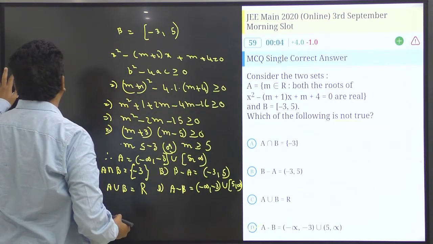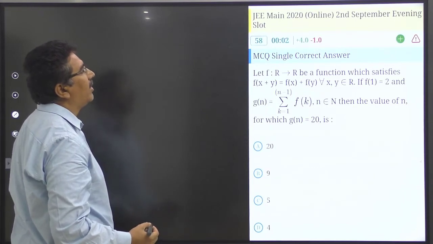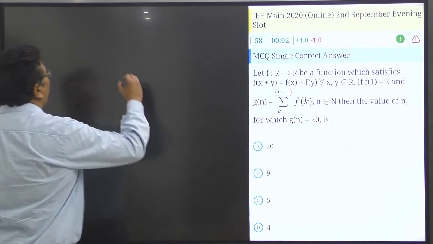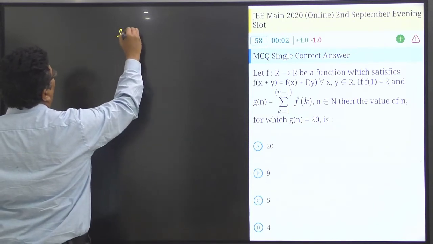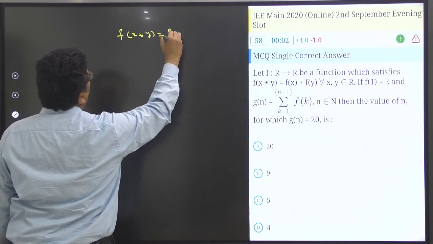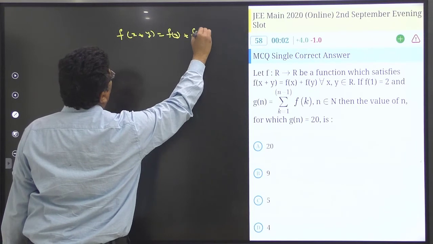Now, let us see the next one. f of (x plus y) is equal to f of x plus f of y. f is satisfying this condition.